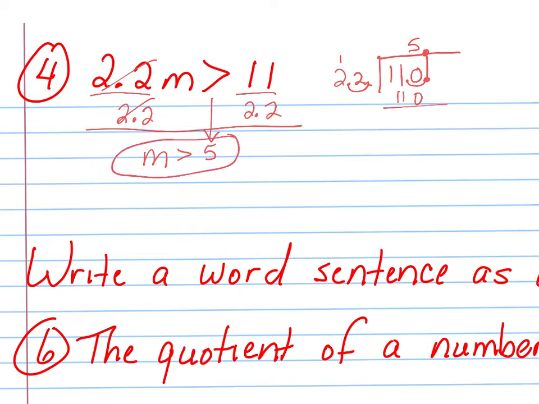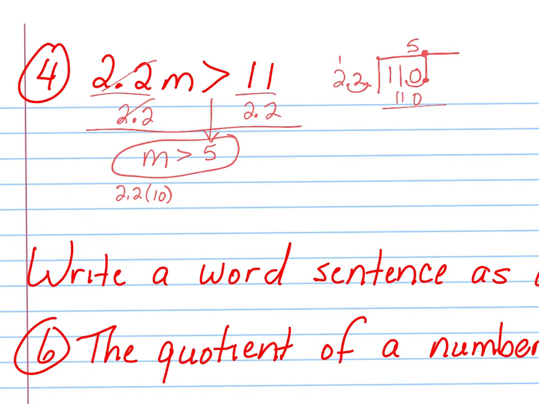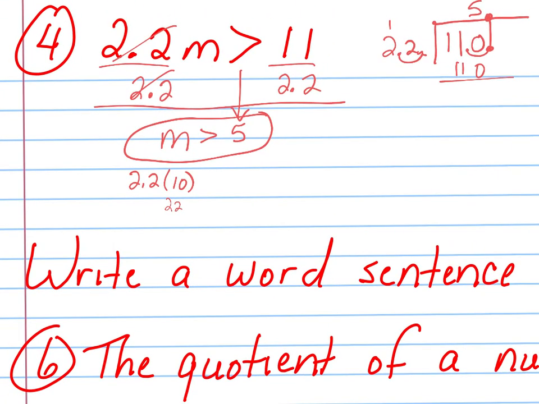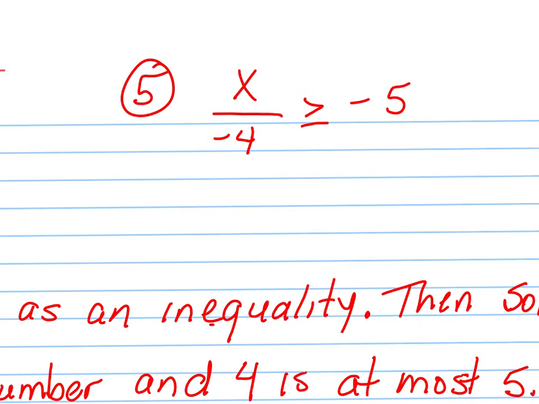Okay? Is 10 in that solution set? So if I check it, 2.2 times 10, that's mental math, isn't it? Yeah. You just move the decimal one place. So that's 22. Is 22 greater than 11? Yes. It checks. So most important number to have on your number line? Open circle or solid dot? Shading? That's the way 10 was, wasn't it? So put your wall up.